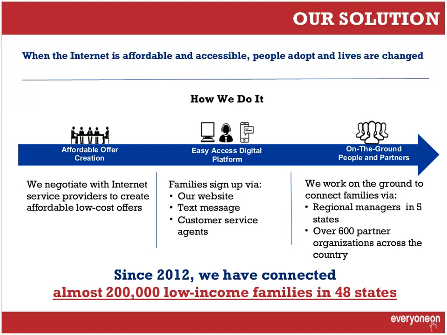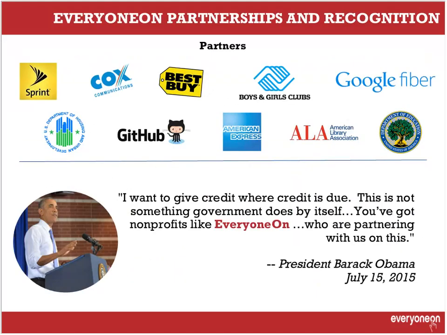Using the model I've described, we've been able to connect almost 200,000 low-income families in 48 states since 2012. We're very proud of that, but we want to do even more, and that's particularly why we are participating today. Going forward, I'll go through this quickly, but these are some of the partners we work with: Sprint, Cox Communications, Google Fiber. Across the country, the internet partners you work with will be different because of how these companies are spread out.